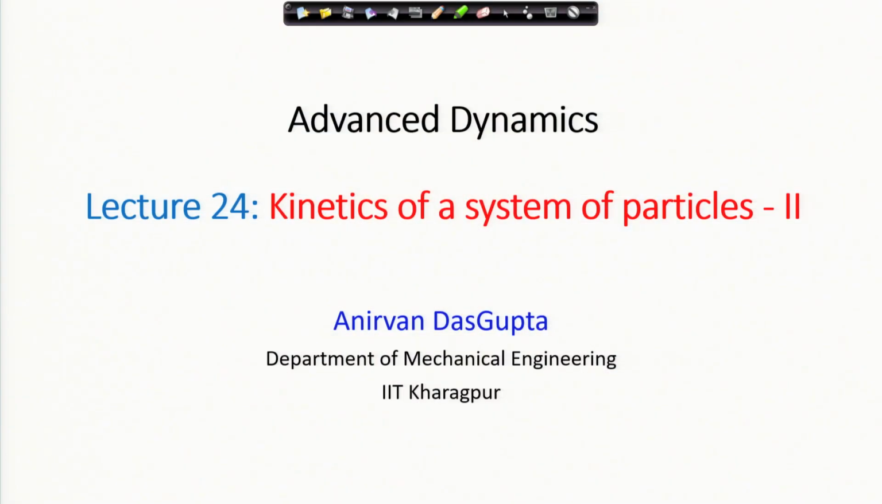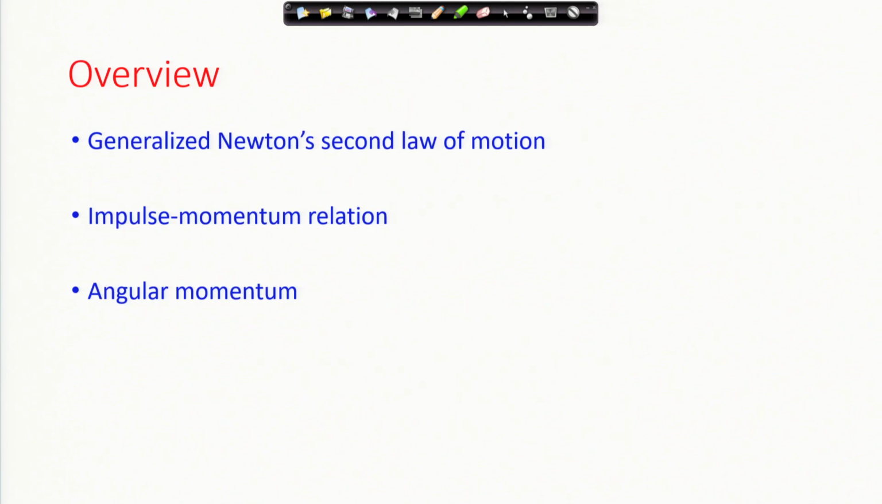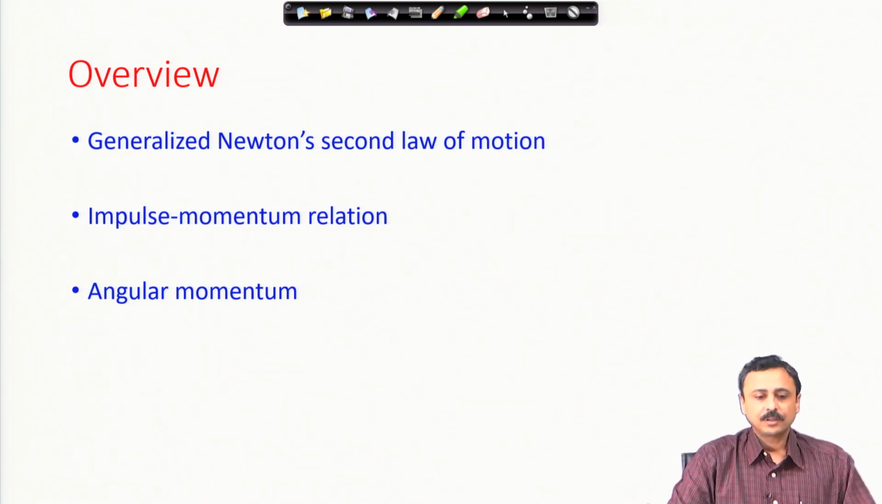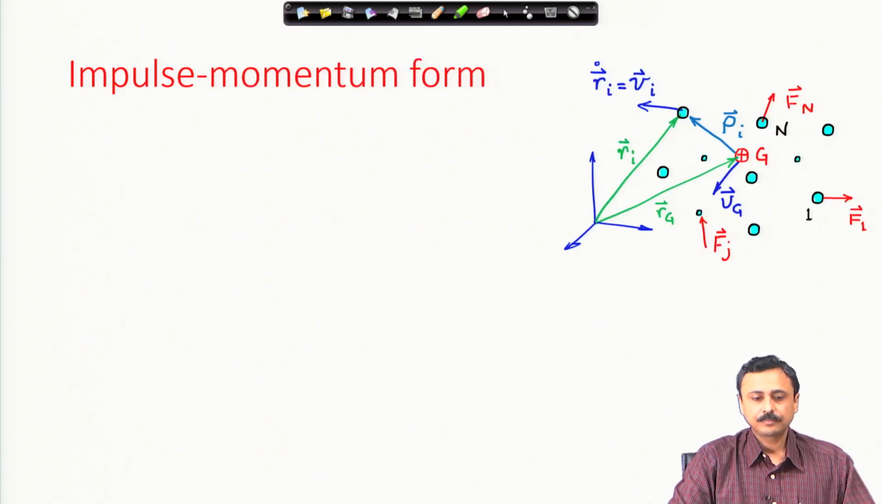We continue our discussions on kinetics of a system of particles. In this lecture, we will carry forward our discussions on the kinetics of a system of particles, and we are going to look at the impulse momentum relation and finally define the angular momentum. Now, the impulse momentum form of the generalized Newton's second law for a system of particles.